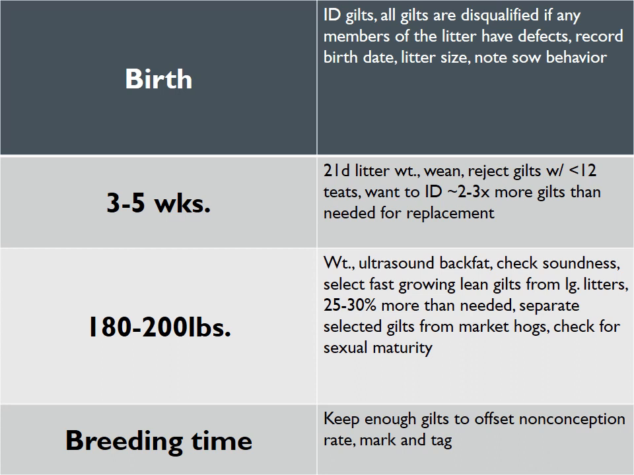By the time those gilts reach 180 to 200 pounds, we're going to weigh them, ultrasound for back fat, and check soundness. We're going to pick the fastest growing, leanest gilts from the largest litters. And here we need about a third more; we're going to identify about a third more gilts than what we might actually use. At breeding time, we're going to keep just enough gilts to offset your non-conception rate. So if your non-conception rate is 5%, we're going to keep 25 to 30%, let's say, in order to offset that amount.